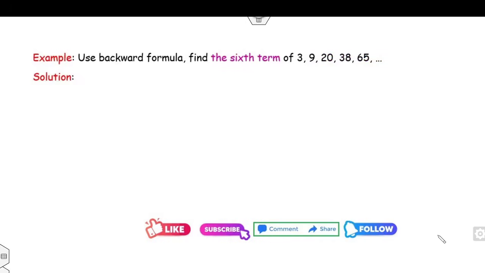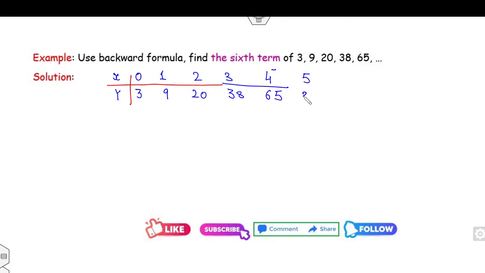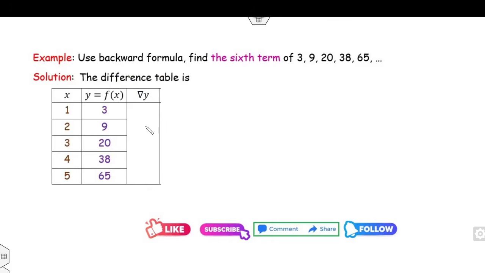Use the backward difference formula, find the sixth term of this series. Remember, in this case, the table is not given to you. Fine. So again, that's very simple. I can write this as y because x is not given to you. So I can choose the value of x as 1, 2, 3, 4, 5. Or it's your choice. You may choose the value of x as 0, 1, 2, 3, 4. So your target is to find this sixth quantity. That's your choice. So I can choose 1, 2, 3, 4, 5.